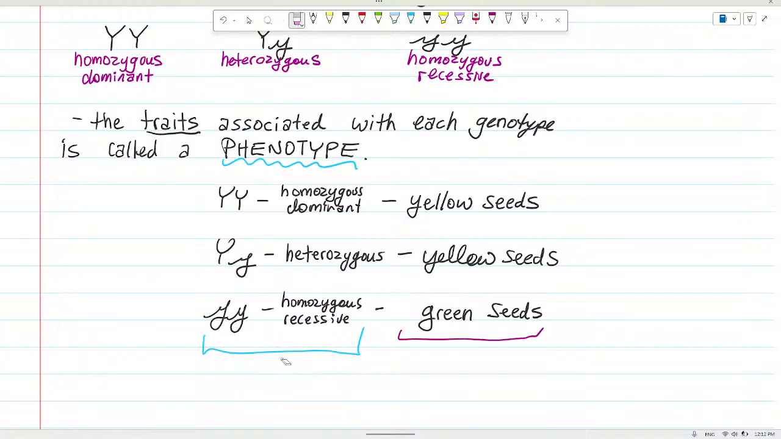Oh, and I totally switched my color scheme for those. Sorry. We call them which? Phenotypes. Very good.